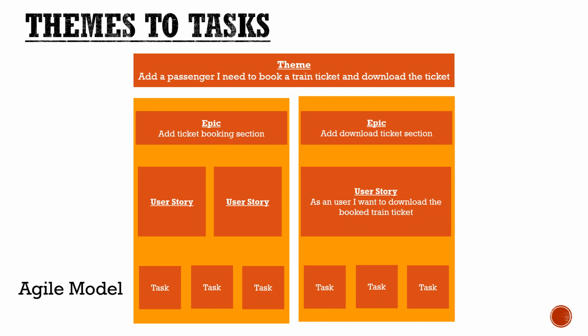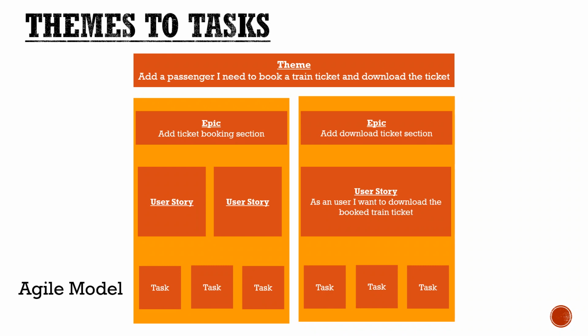Next thing is, what is epic? In epic we have two sections. One is the ticket booking section, and one is download. So the main objective is called theme, and the sub objective is called epic.